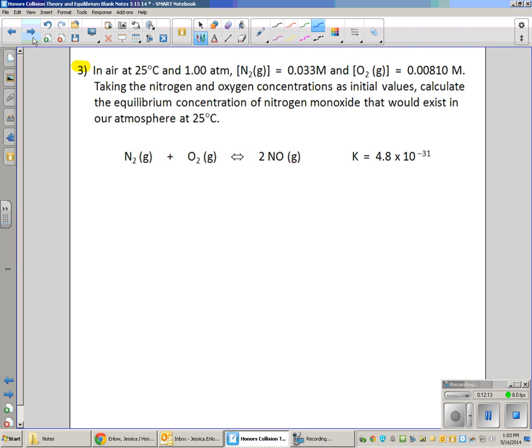Okay, now we have a pressure one. In air, 25 degrees C, 1 atmosphere. I don't really care about any of this right now. Nitrogen is 0.033 molar. Oxygen is 0.00810. Taking the nitrogen and oxygen concentrations as the initial value. So where are they telling you to put it? I in the icebox, right? Calculate the equilibrium concentration of nitrogen monoxide.